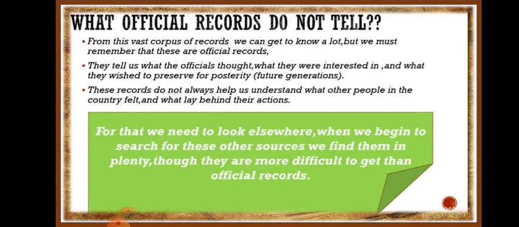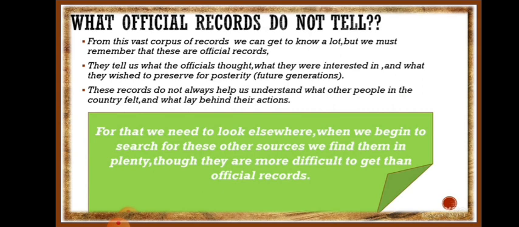So in the official records of the Britishers, we are not able to get the idea of the life of the common people during the British era. Since those official records were composed by the British officials, they have the perspective of the British officials only. So from this vast corpus of records we can get to know a lot, but we must remember that these are official records.